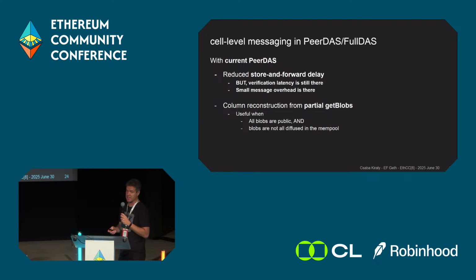And then it allows another thing, which is column reconstruction. So now if we are in a situation when someone has half of the blobs and someone else has the other half of the blobs in their execution layer, and the CL clients are getting it from the execution layer, one is sitting there with half of the column, the other with the other half, and they just cannot communicate. They have no way to share this information. So cell-level messaging is one way to actually overcome this.